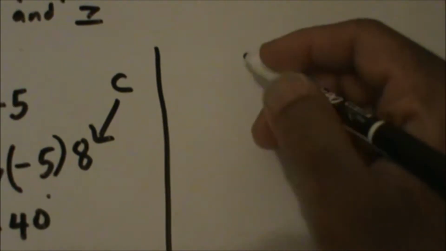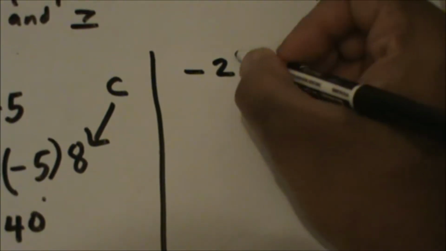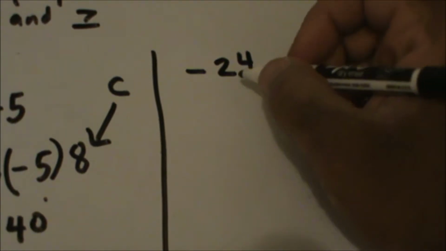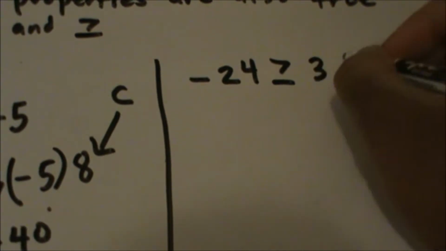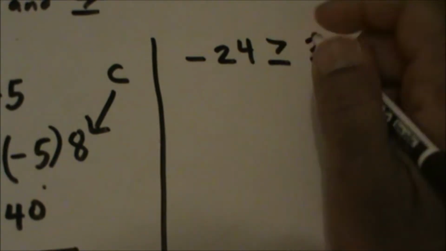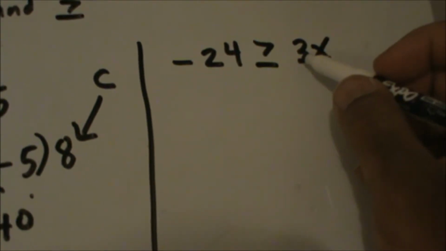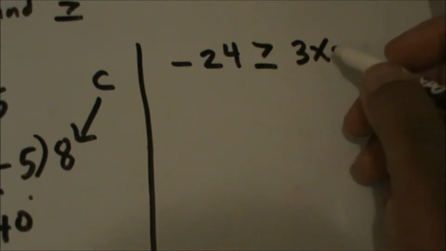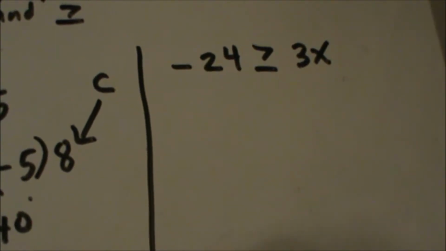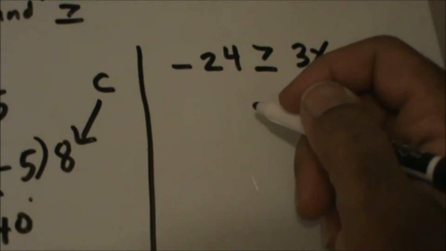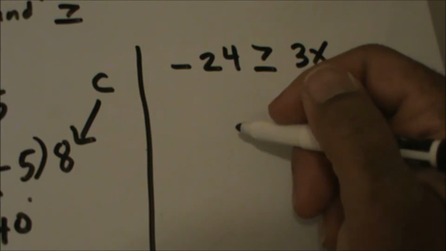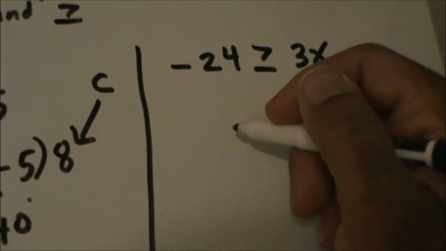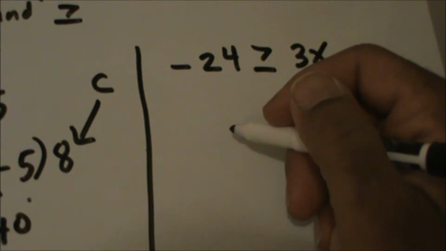Okay, we have negative 24 is greater than or equal to 3x. This time we have a whole number next to the variable. In the last example, we had the variable in the numerator and the number in the denominator, and we had to multiply by the denominator on both sides.